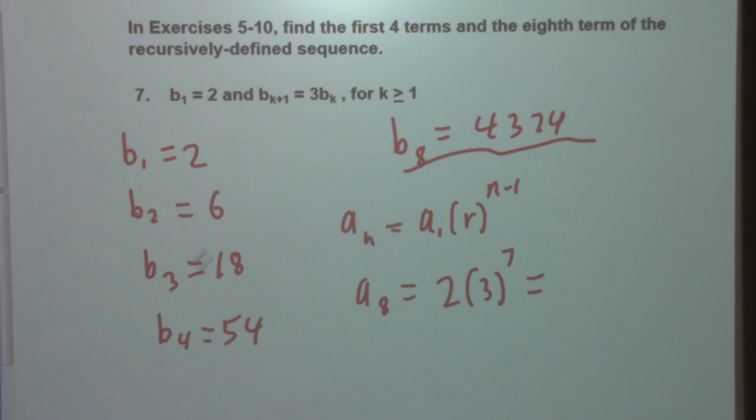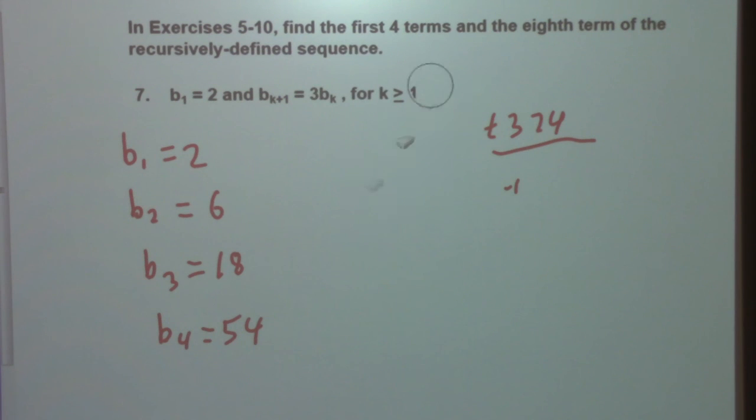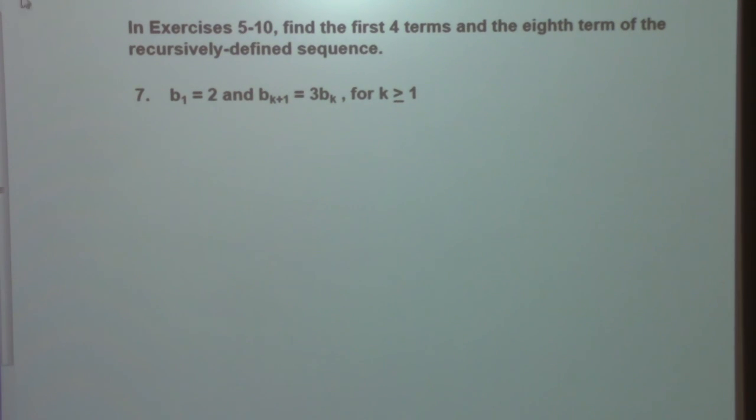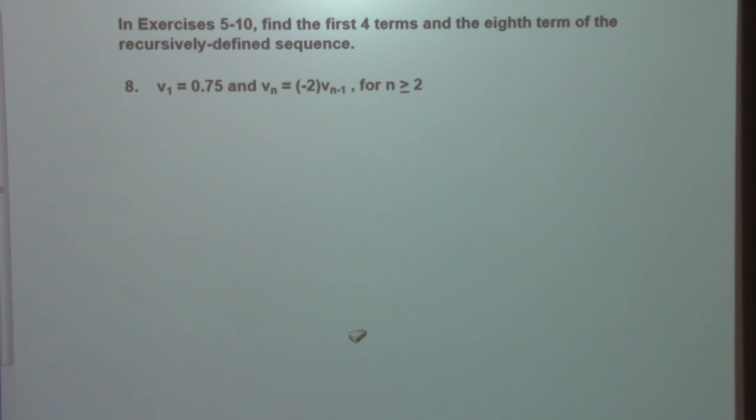Now what I want you to do is go ahead and do number 8, and we're going to finish with number 8 today. I'll choose somebody in just a couple minutes, and that'll be it for today. How's that? It's going to be a little bit of a weird one.